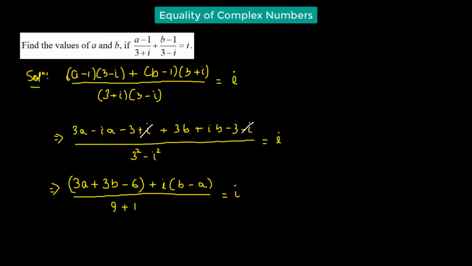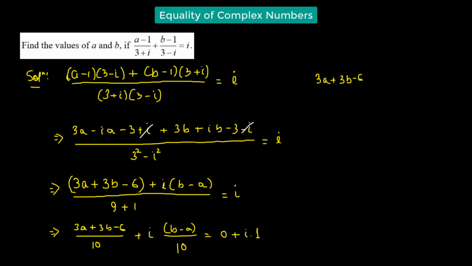Therefore, we have (3a plus 3b minus 6) divided by 10, plus i times (b minus a) divided by 10, and we're going to write i in the standard form, so that will be 0 plus i times 1. This is based on the equality of two complex numbers. So we equate the real part with the real part, so that would give us (3a plus 3b minus 6) over 10 equals 0.